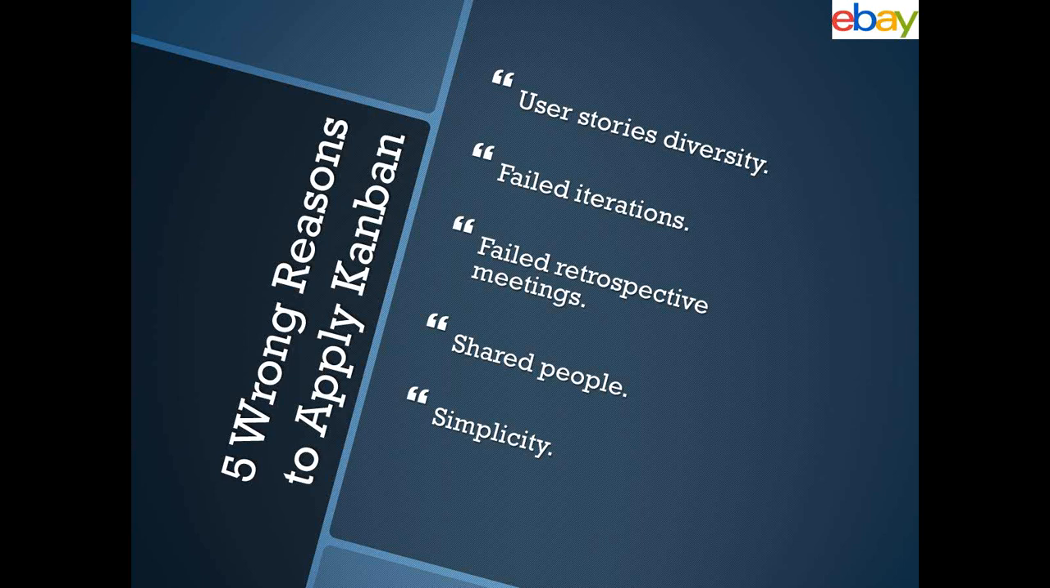They have failed iterations. You're not able to determine your velocity for each sprint, and you always have a backlog. They failed retrospective meetings. We're not able to find what is wrong with what you've done, or where people are working together, or just for simplicity, because as we know, Kanban is simpler than Scrum.